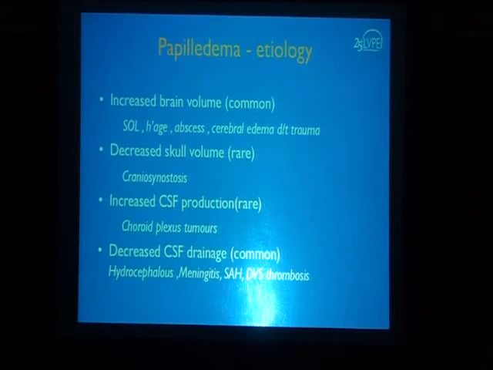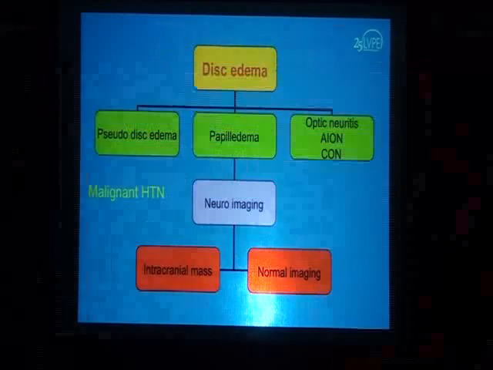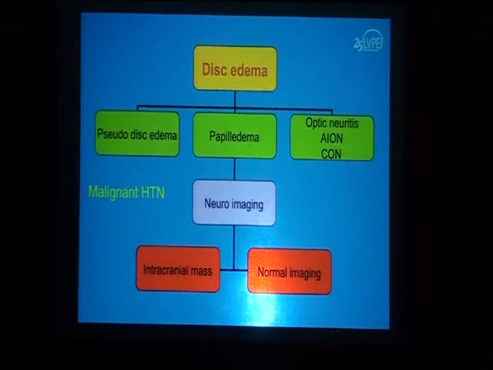These are the main causes you need to remember. Most commonly it is increased brain volume, due to any kind of space-occupying lesion. It can be hemorrhage, it can be tumor, it can be just an edema. And sometimes in kids especially, it can happen because of decreased skull volume, specifically in craniosynostosis, where you can see that typical dysmorphism. Choroid plexus tumors are rare, and there can be decreased CSF drainage. And this is the kind of algorithm you need to follow.